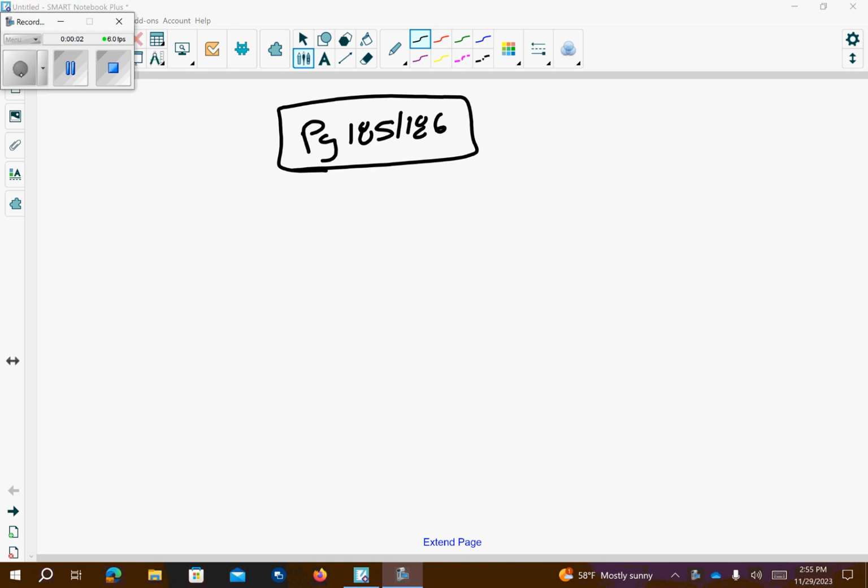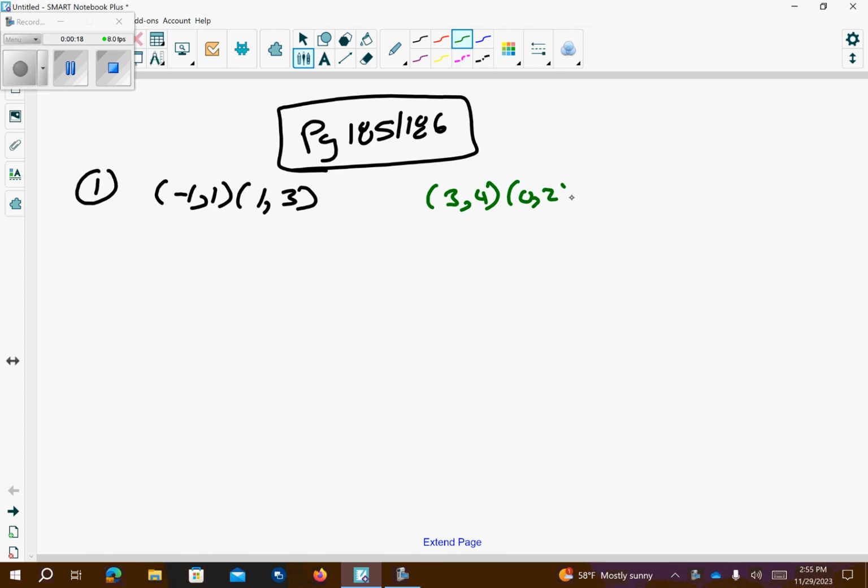Hey guys, this is page 185, 186. We're just going to run through the problems. Problem number 1, we have this for one of our points. We have this for another line, and we have this for the last one.